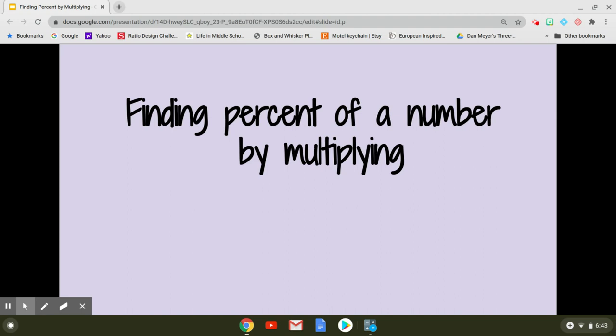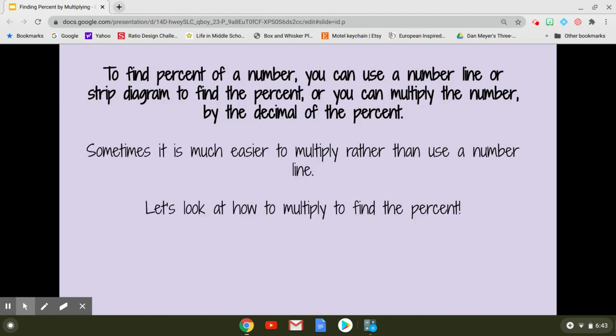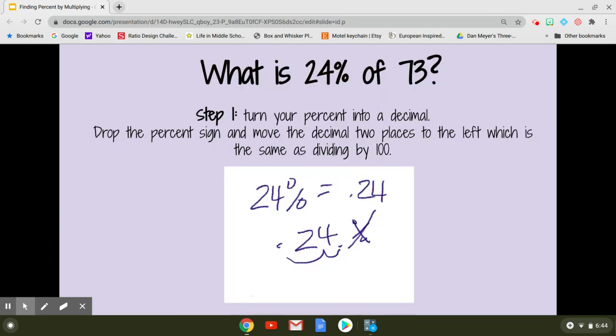In this video, we're going to be looking at finding percent of a number by multiplying. To find percent of a number, you can use a number line or strip diagram to find the percent, or you can multiply the number by the decimal of the percent. Sometimes it's a whole lot easier to multiply rather than use a number line. So let's look at how to multiply to find percentages.